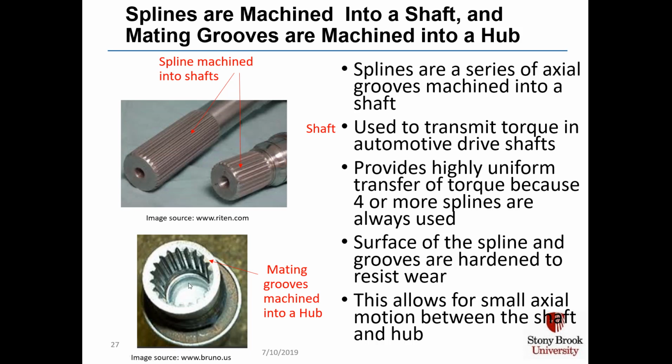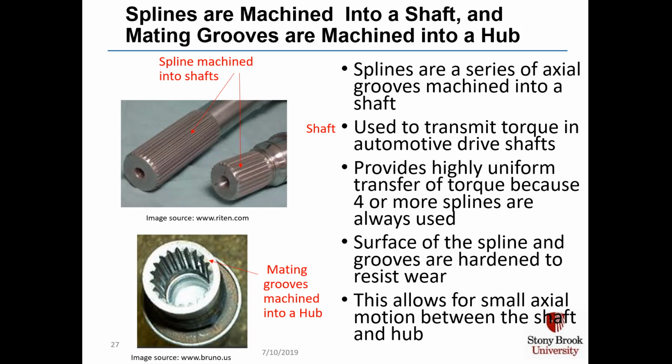They're used to transmit torque in automotive drive shafts, and they provide highly uniform transfer of torque because 4 or more and usually 6 or more splines are always used. The surfaces of the splines and grooves are hardened to resist wear, so that's this outer surface on the shaft and these surfaces on the hub.